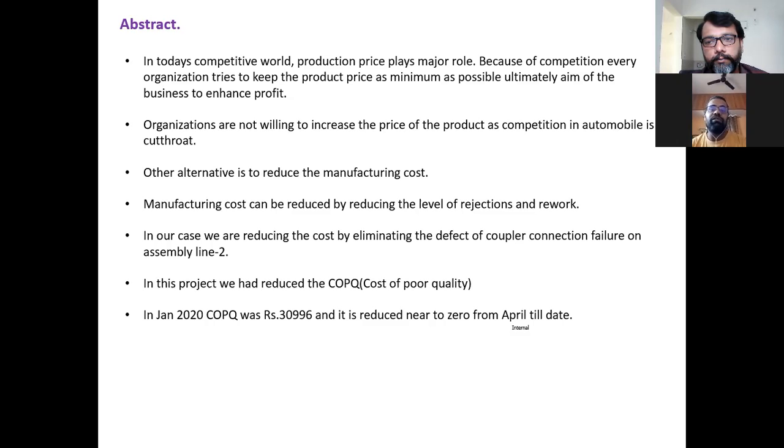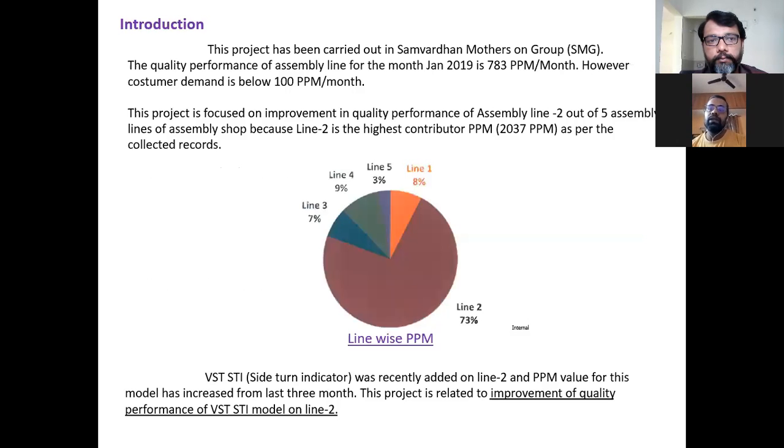In that case, if we have problems in the lines and rework cost, that will definitely affect the overall cost of the automobile. So here I take the opportunity of reducing the reworking cost of the side connector in assembly line 2. This is the abstract part and the introduction.